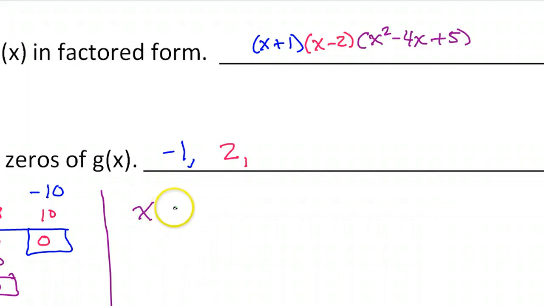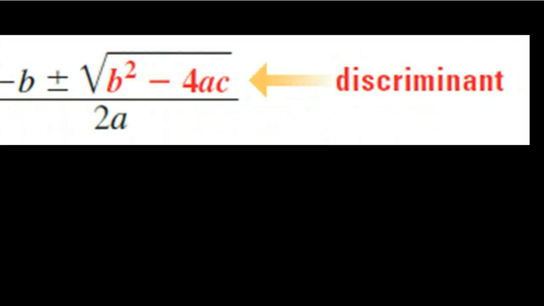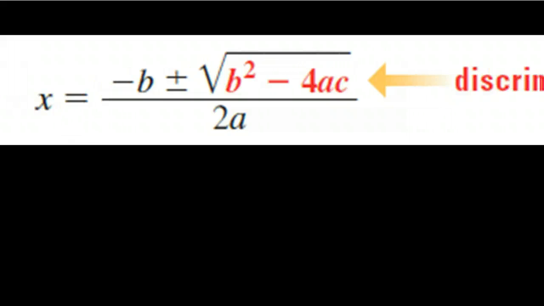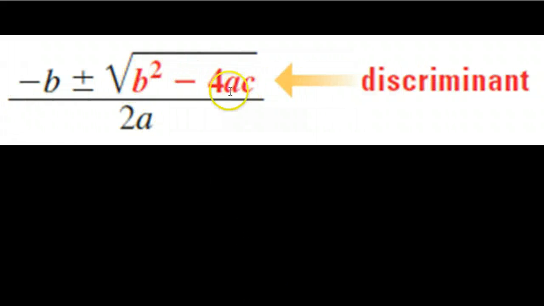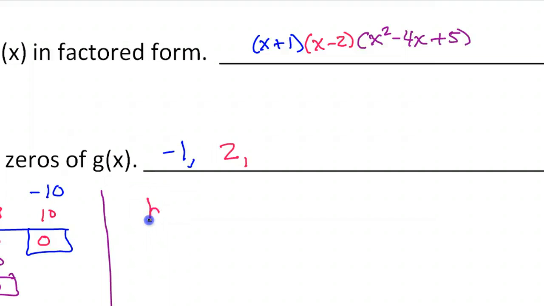So the quadratic formula: opposite of b plus or minus the square root of b squared minus 4ac, all over 2a. Let's all remember the quadratic formula. This red part here is called the discriminant, and we always find that first. So let's do our b squared minus 4ac.